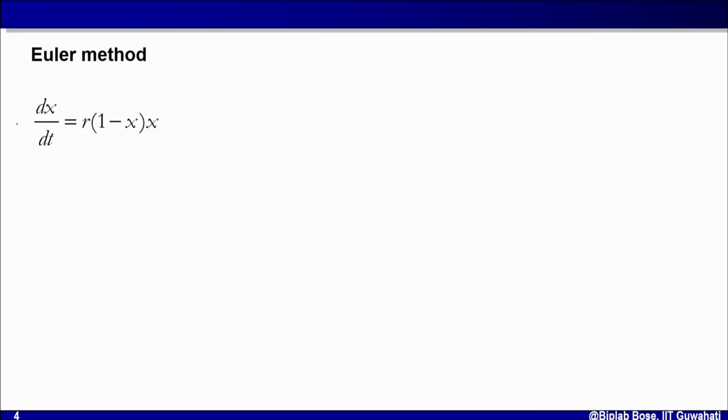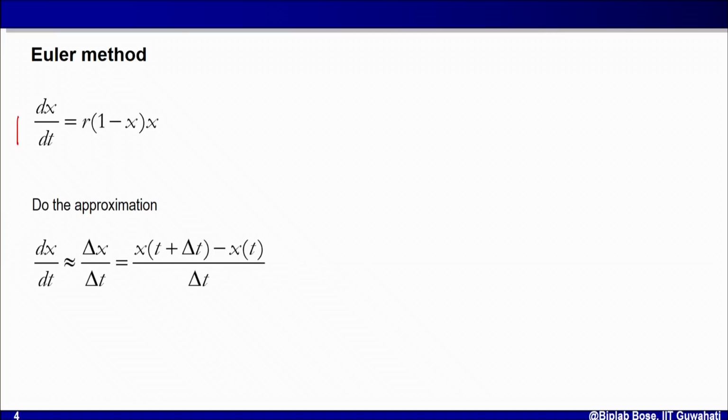We have a differential equation here representing the rate of spread of an infectious disease, dx/dt = r(1 - x)x. You have seen this equation earlier. Now I want to solve it numerically using Euler's method. So the first important thing that we have to understand.